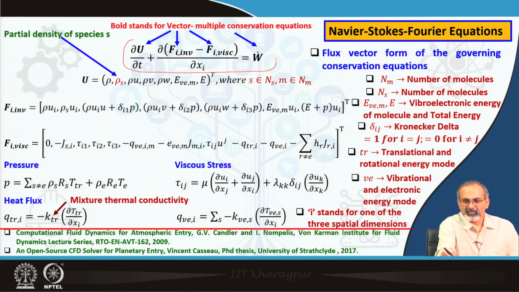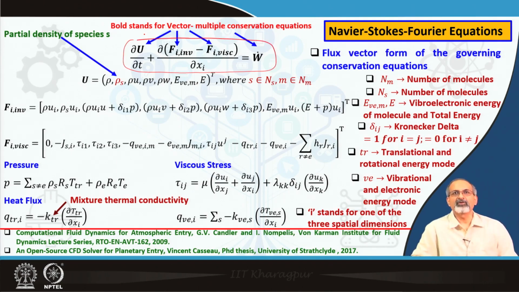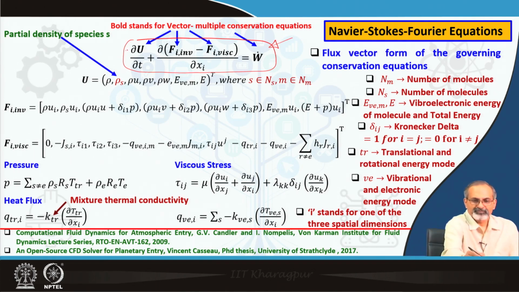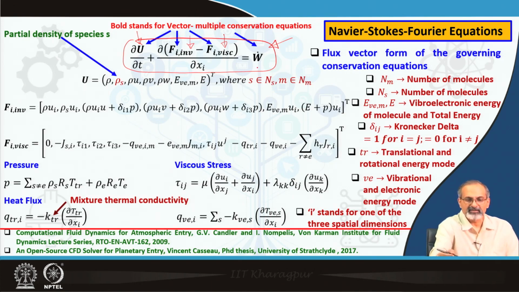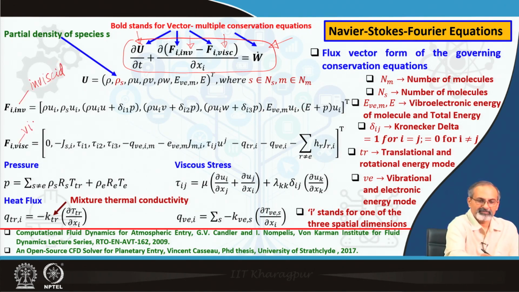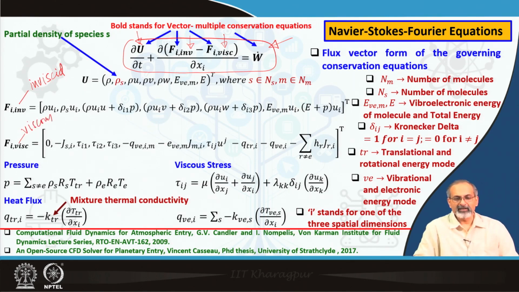We are talking about writing the system of conservation equations in the flux vector form. This is precisely what it means. We will elaborate on this further. So, you have the bold U, the bold F with subscripts i and either INV or VISC. INV, VISC of course means the inviscid and viscous components of flux, and i of course is a particular coordinate direction which is mentioned over here.